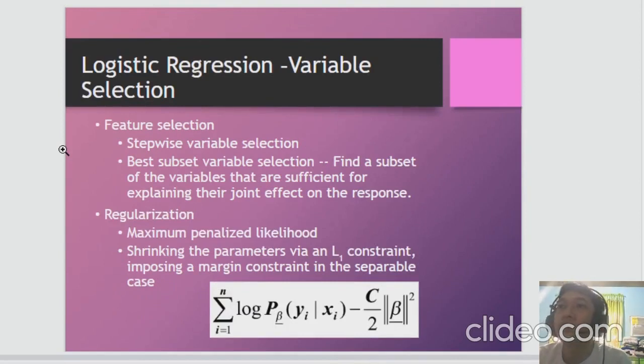Logistic regression variable selection, feature selection: stepwise variable selection and best subset variable selection, which find the subset of variables that are sufficient for explaining their joint effect on the response. The next is regularization: maximum penalized likelihood, shrinking the parameters by an L1 constraint, imposing a margin constraint in the separable case.